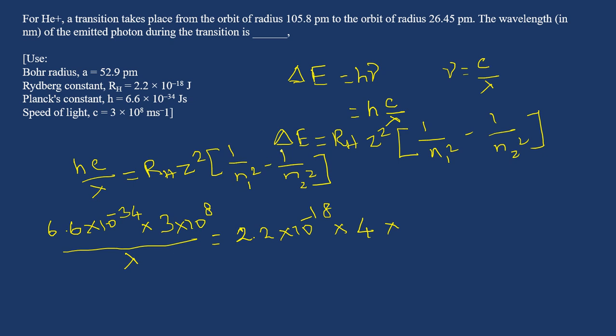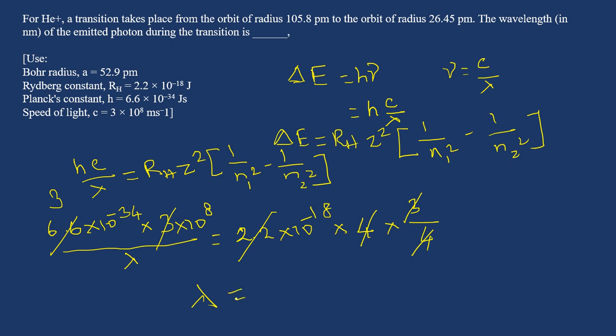1 by n1 square is 1, minus 1 by n2 square is 1 by 4. So I will be getting 3 by 4 as a value. It comes from 1 by n1 square minus 1 by n2 square. On substituting n1 and n2 I will be getting 1 minus 1 by 4. So 1 quarter has been reduced, which is nothing but 3 by 4. Now we can solve this equation. 4 and 4 will get cancelled, and 3 will get cancelled, and 2.2 here, it is 6.6, so 3.